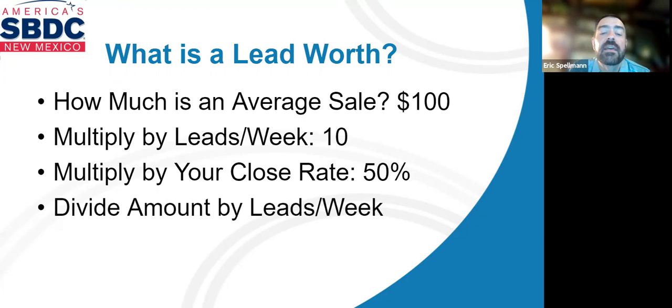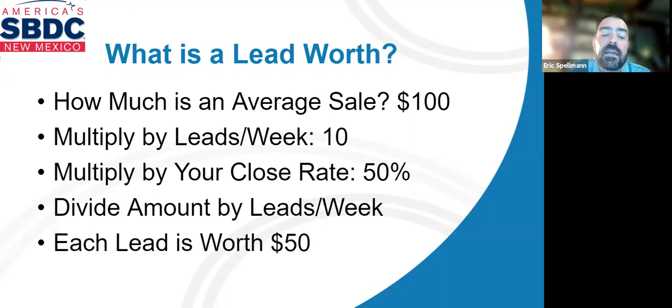Now we divide that by the amount of leads per week. Now, what that means basically is how many leads are we getting a week? We're getting 10. And what is our close rate? 50%. And what is our average sale? $100. Basically, each lead is worth $50.